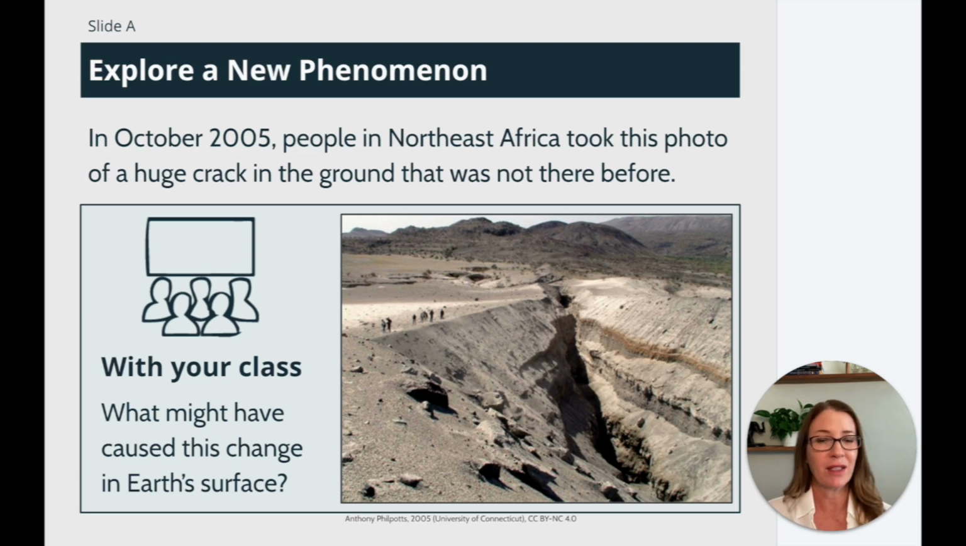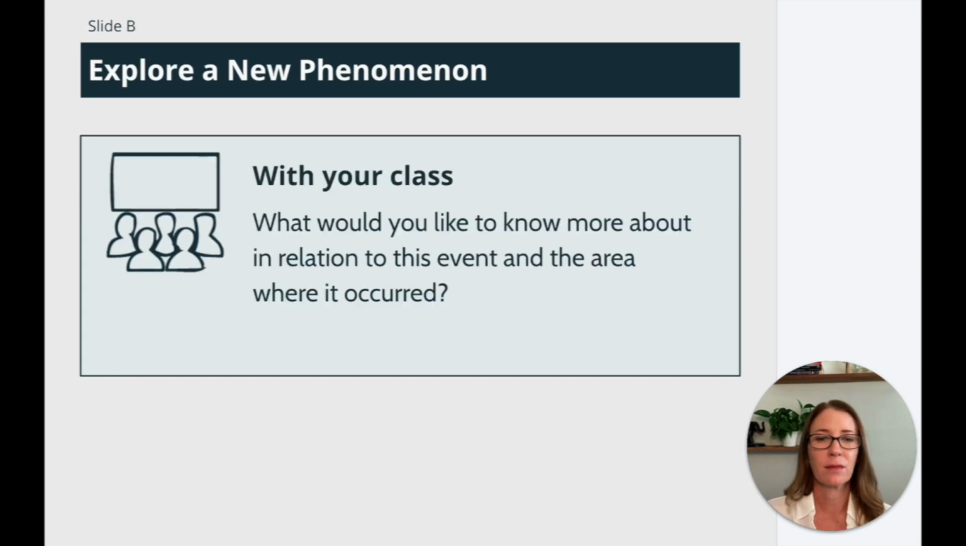Now, your class kind of discussed what might have caused this change in Earth's surface, but I want you to think to yourself, what could have caused this change in Earth's surface? So think about it for a moment. What would you like to know more about in relation to this event and the area where it occurred? What would you want to know about how this crack appeared? Often people ask if anyone was injured, was there an earthquake or a special weather event? So think about what would you want to know to be able to explain what happened in this photo?